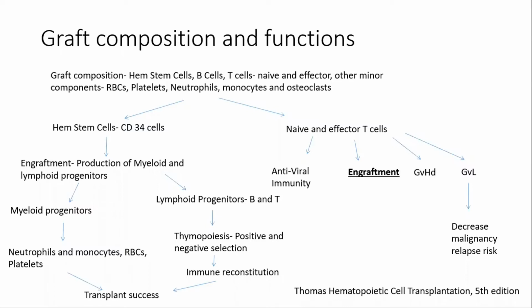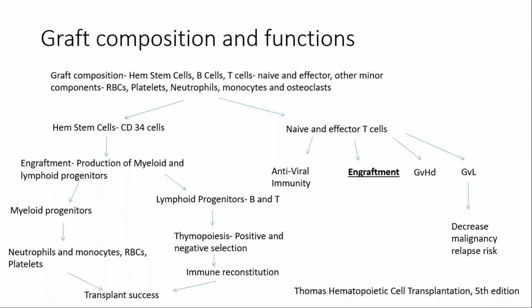The hematopoietic stem cells engraft. They go there and start growing. They produce both myeloid and lymphoid progenitors. These myeloid progenitors give rise to your neutrophils, monocytes, RBCs, and platelets. This part happens anywhere between 2 to 4 weeks: 2 weeks for neutrophils, 4 weeks for RBCs, and around 2.5 to 3 weeks for platelets. And the lymphoid progenitors give rise to B and T cells.